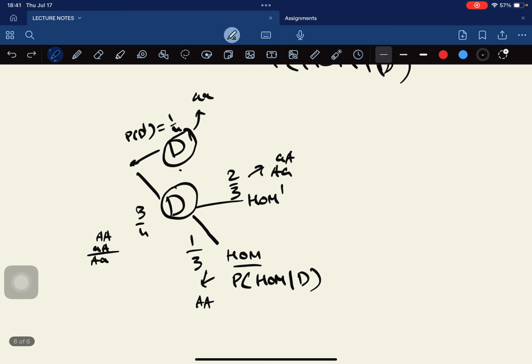So now let's go on top, which was non-disease. Give me a second, let me just get an eraser. There we go. What's next? My bad, I forgot to write the prime. D prime, which is not disease.